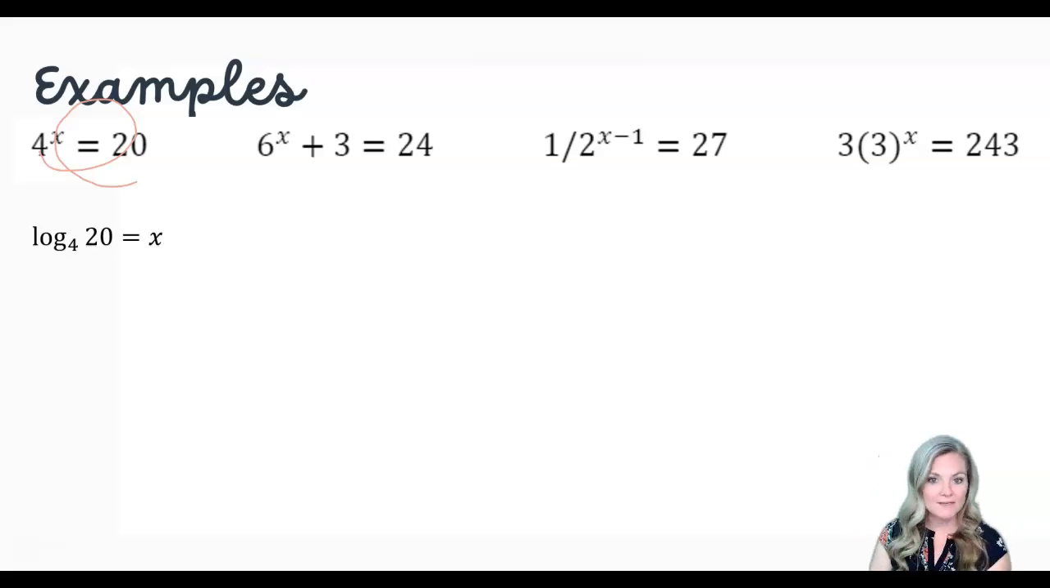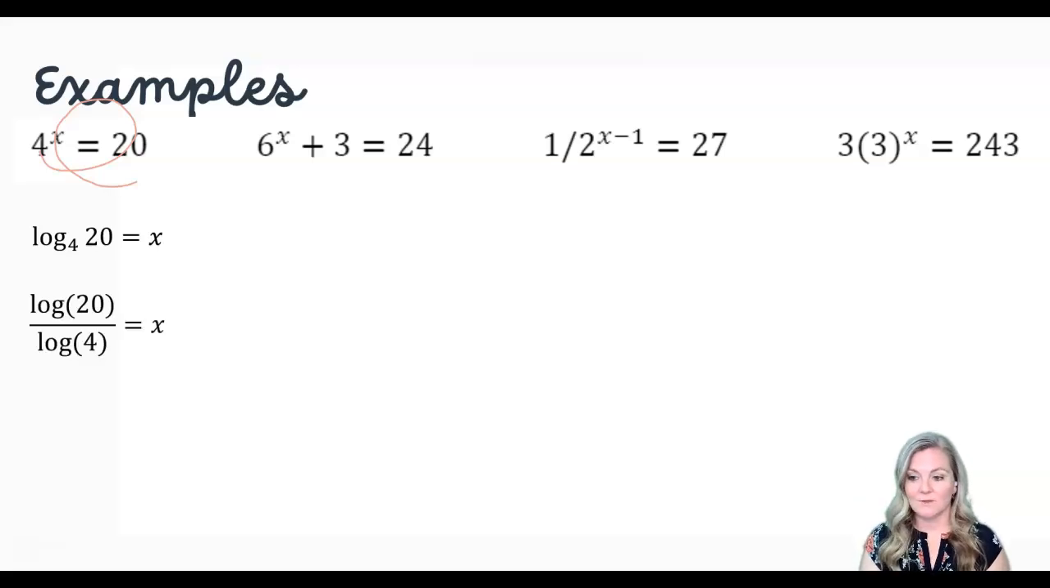Again, you start with the base and you do your e, and that tells you the order that it is. So log base 4 of 20, I can use my calculator to do that. So that is log of 20 over log of 4. Use my calculator, and I get that that's approximately 2.161.